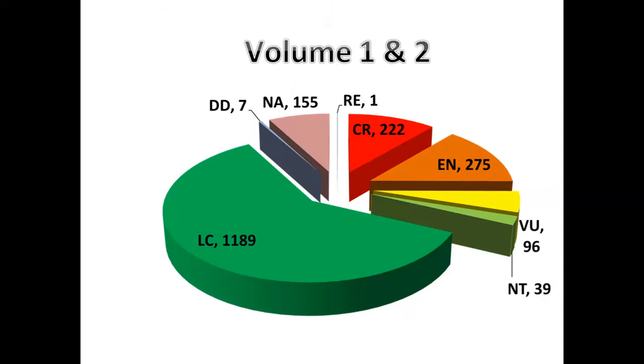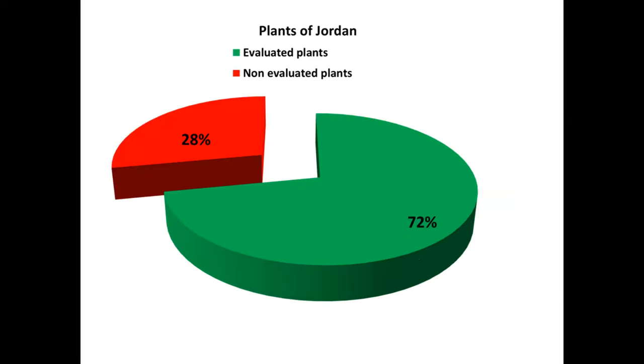Up to date, the total number of plant species assessed is 1,984. 593 plant species, which are about 23% of the total number, are assessed as threatened. As a result, with the publication of the first and second volumes, the percentage of the plant species that have been evaluated is 72%.